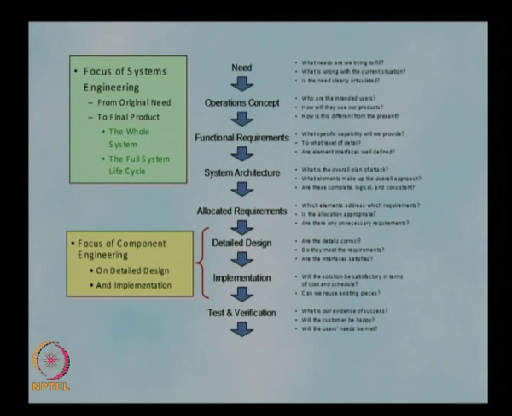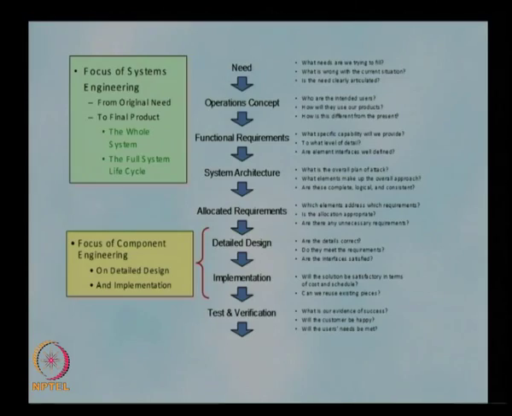As explained in the previous lectures, we start the system design process with the identification of needs. The focus here is mainly on finding out the original needs, and then based on these needs we go to the operational concept, functional requirements, system architecture, and then allocated requirements for these systems. Once we identify these requirements for various subsystems, we go for the detailed design and then implementation, and finally we go for the test and verification. So, this is the flow of steps involved in the design.